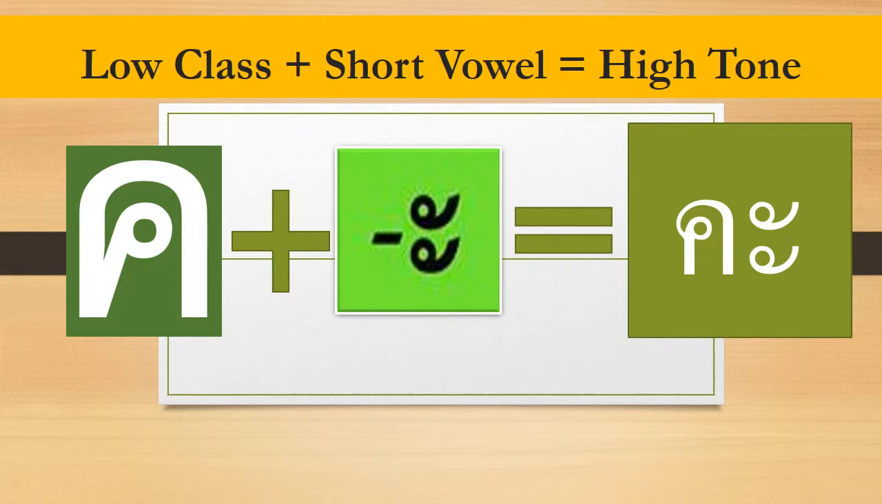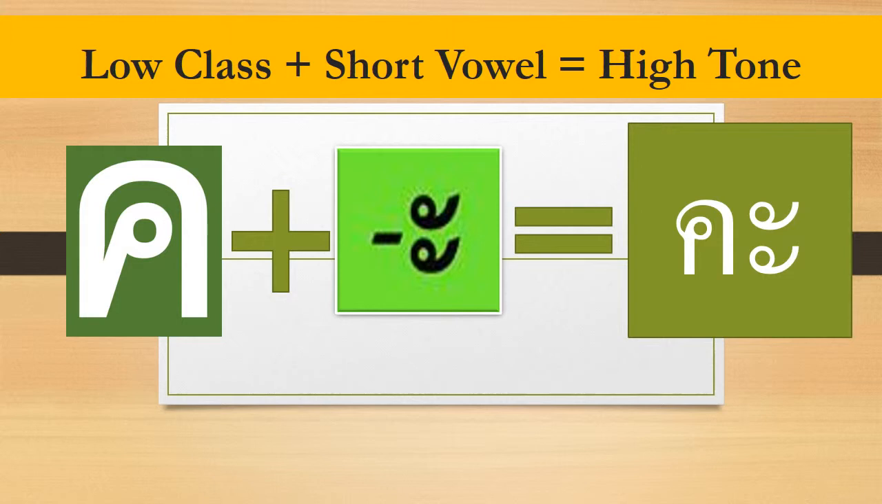Hello guys, in today's lesson we are going to talk about low class consonants plus short vowel sounds. The tone will be high tone. Again, I'm showing you the first consonant in this group, kh+a. I hope you remember. So today, kh+a plus a sound.